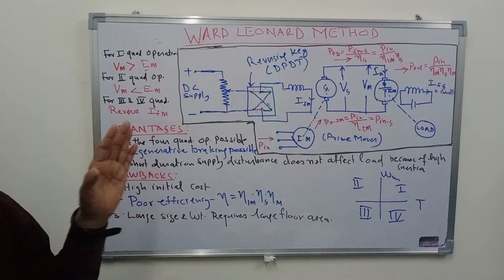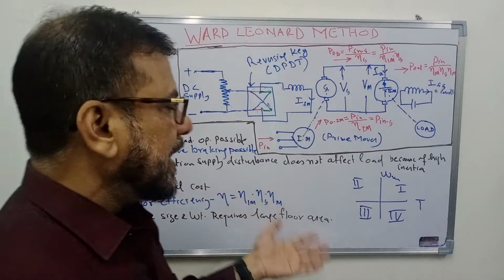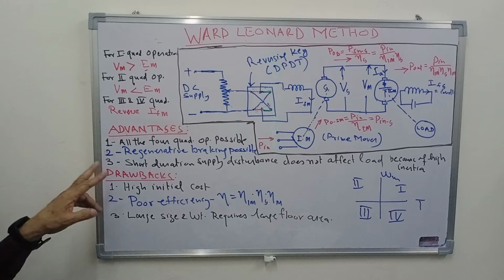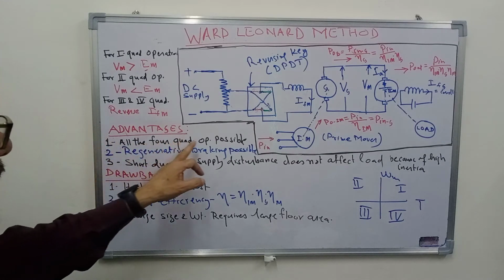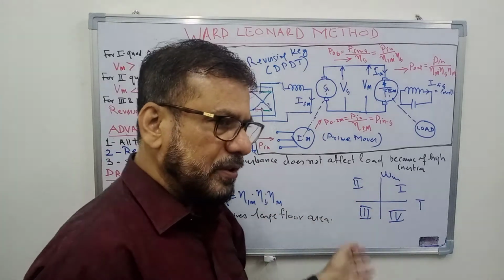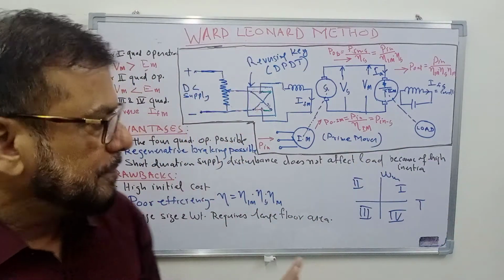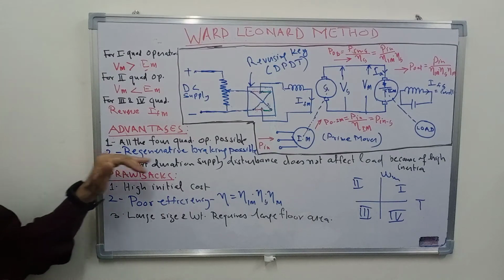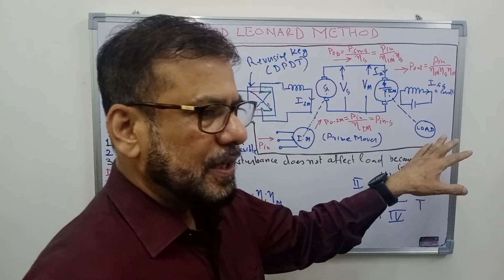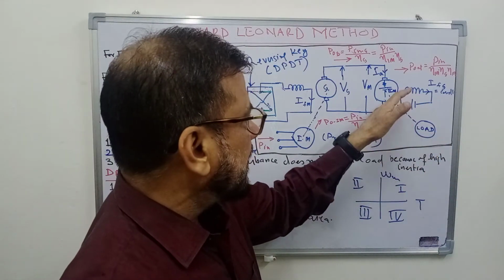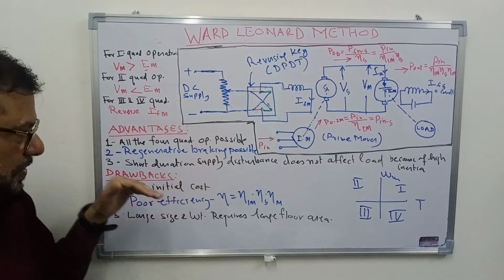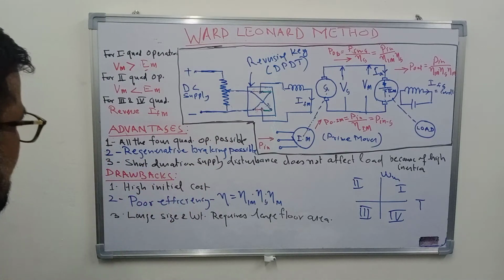Now let us see the advantages and disadvantages of this scheme. Advantages: number one, all the four quadrants operation is possible. As I explained here, we can operate the machine in all the four quadrants of speed torque plane. Regeneration is possible, that is, we can apply brakes and the mechanical power here will go back to the three-phase supply. So regenerative braking is possible here.